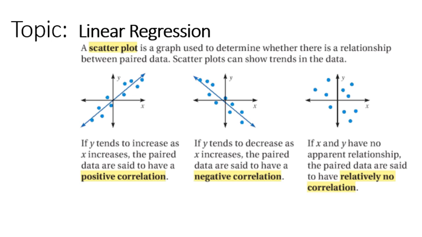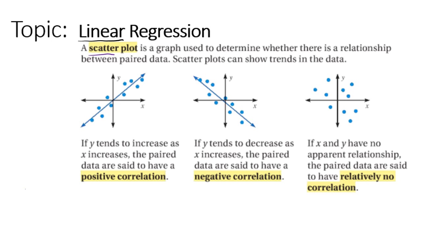Today we will look into linear regression. Up until now, all of our equations were linear or quadratic, where all the points, all the ordered pairs representing the values, were on the same line or same curve. In a real-life scenario, you might see points that are scattered. So we will use scatter plots to determine whether there is a relationship between paired data.